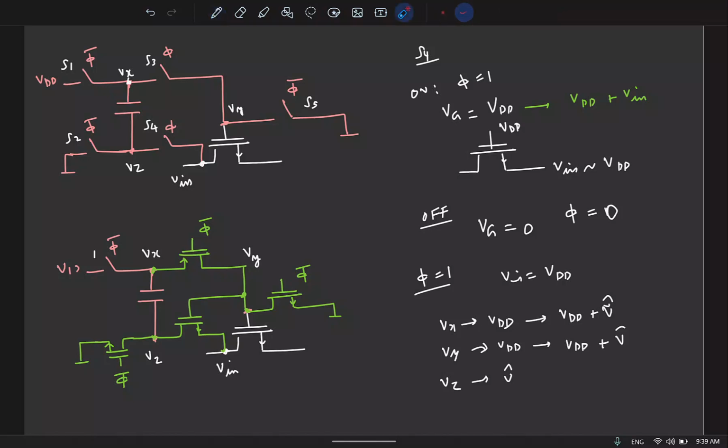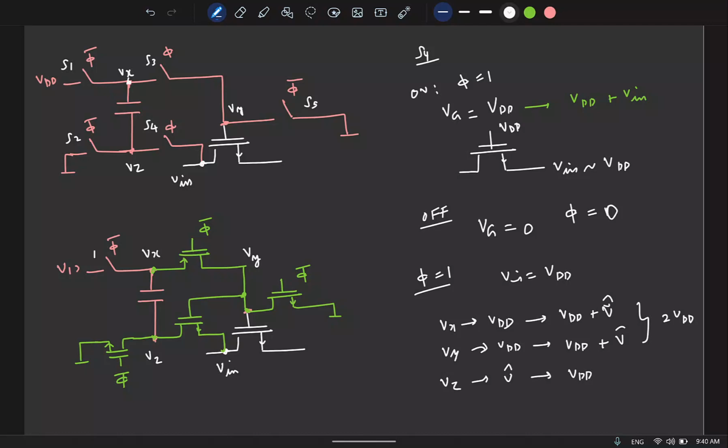Once this increases beyond VDD, the switch will turn on better. So this voltage will keep increasing, and finally it will settle to VDD. So finally this will become VDD, and both these guys will become 2 VDD. Of course, this will not happen in steps like this. It will all happen instantaneously in one shot. There will be no delay.